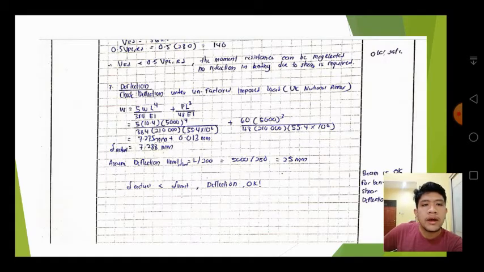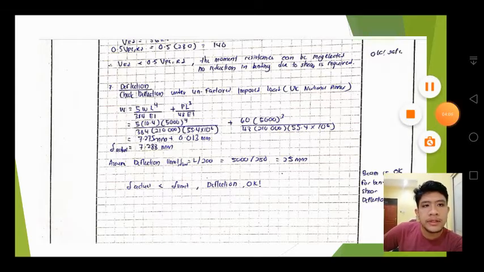And then we need to check the deflection. For deflection under the factored imposed load, we got the actual value lower than the limit deflection, so it is considered okay.